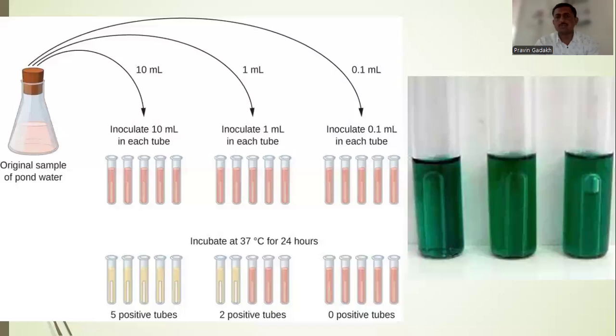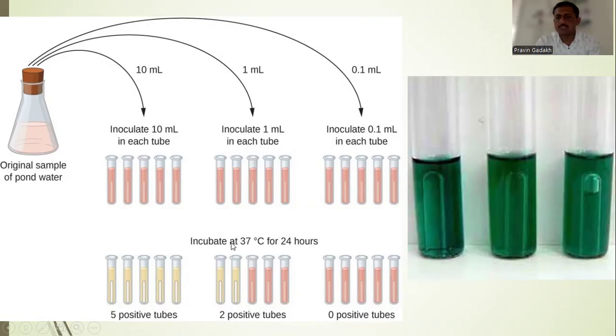After that, we have to proceed for the completed test. In this diagram, we can see the water sample which we have collected from the particular water source. We have to prepare single strength and double strength lactose broth. In double strength lactose broth, we add 10 ml of water sample in each tube. In these tubes, we have already inserted an inverted Durham tube, as you can see in this diagram. In another 5 tubes containing single strength lactose broth, we add 1 ml of water sample, and in the next 5 tubes, we add 0.1 ml of water sample.